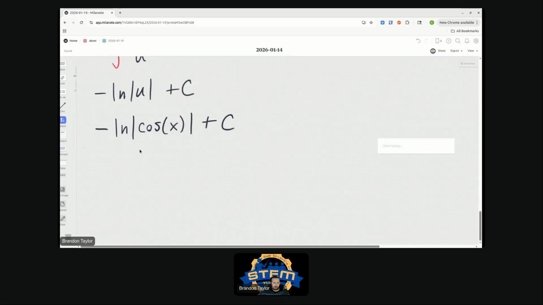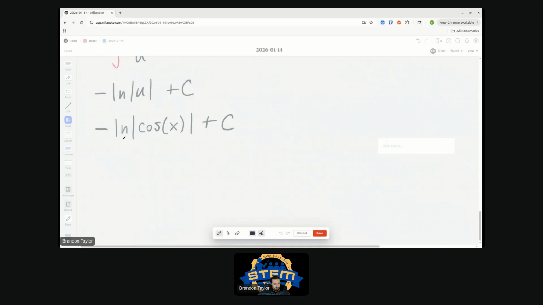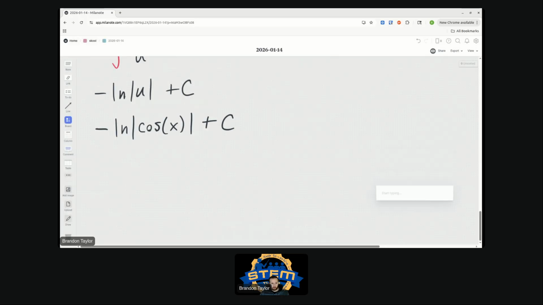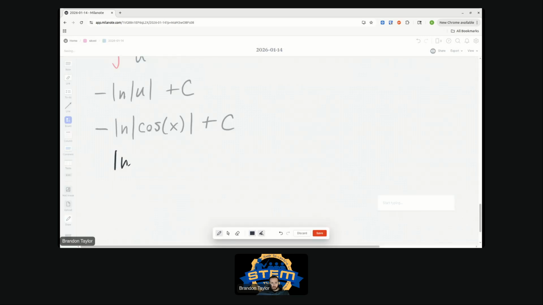And here we can actually simplify it a little bit more if you know logarithm properties. This is fine, but you might see it in a different form, so I want to make sure you're aware of that. If you use logarithm properties, you can turn this into natural log of cosine x to the negative 1 power, plus c. And then what is cosine of x to the negative 1 power?